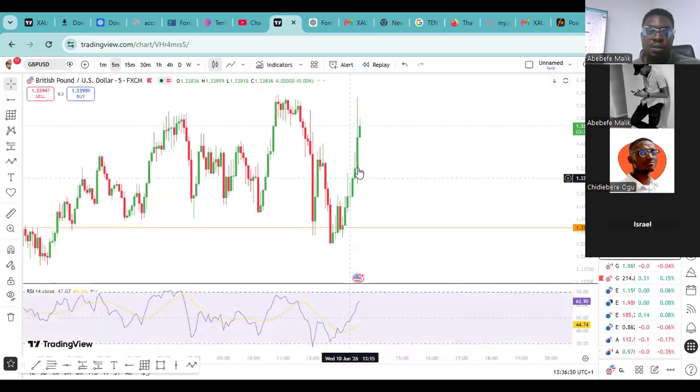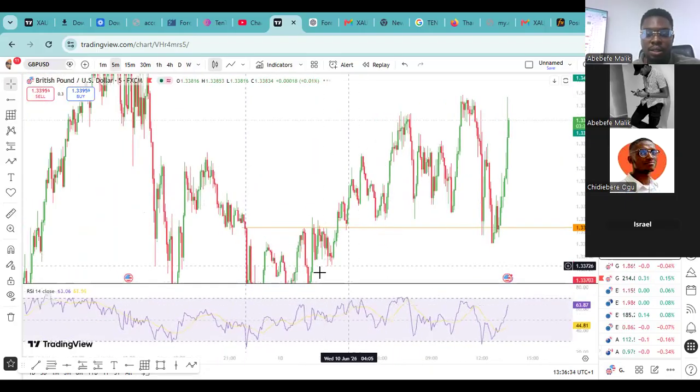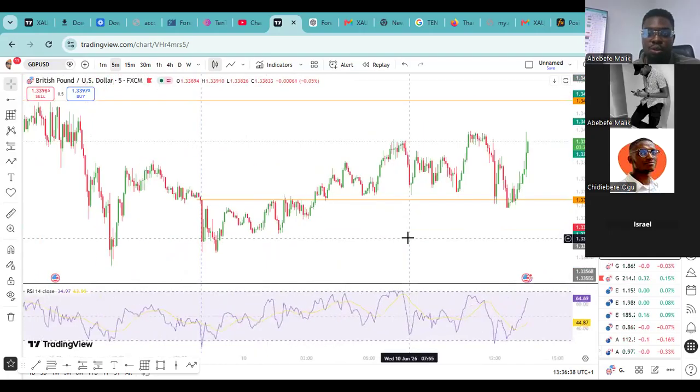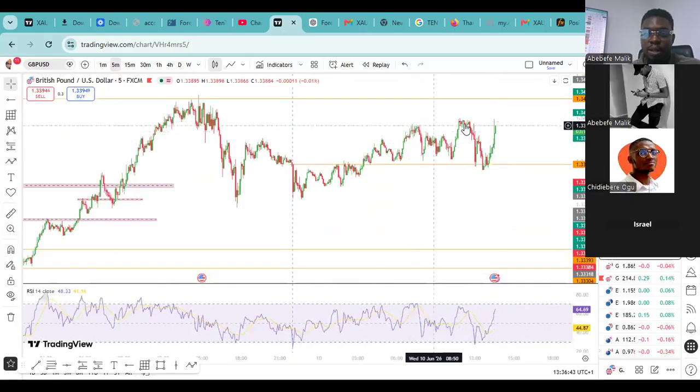Yeah, GBP USD too, just pushed up a bit, right? Like we rightly spoke about. GBP USD just pushed up a bit as well, right? I probably might respect this. If not, it's coming up here. But I'm not going to trade GU.